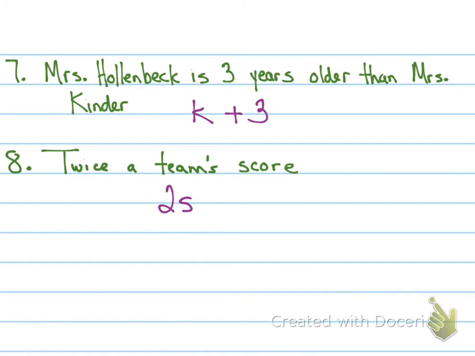All right. Now, on your homework, they want you to basically say why you picked the variable you picked. So, say I picked S for score, K for kinder, whatever it is. That should be everything you need to know, guys. 7.1 is done.